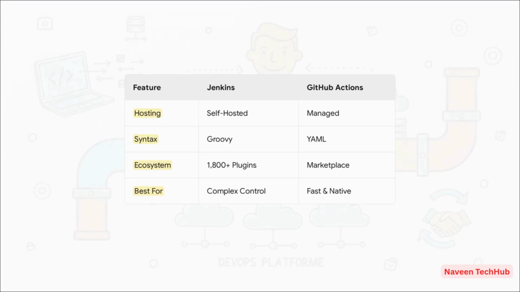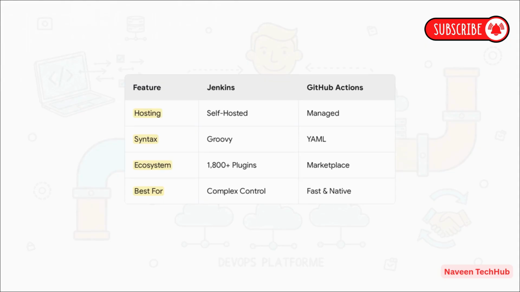Section 5, Jenkins versus GitHub Actions. As a DevOps engineer, you always have to choose the right tool for the job. So let's compare. Jenkins is primarily self-hosted, which gives you ultimate control over your infrastructure, air-gapped environments, and highly custom setups, especially with its massive ecosystem of over 1,800 plugins. The trade-off? It requires maintenance.